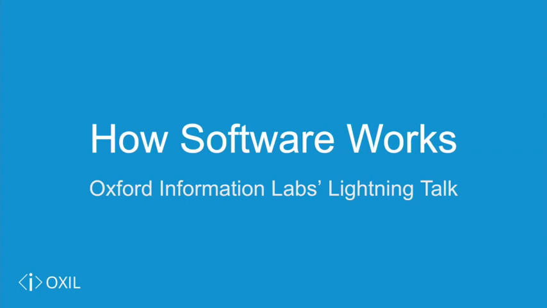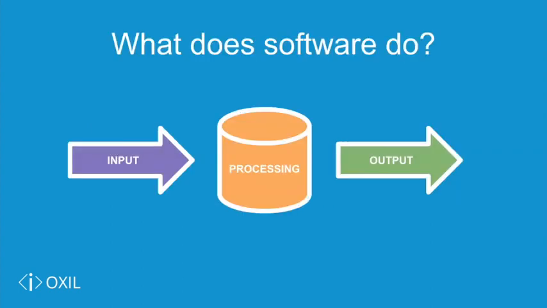So to kick us off, the main, I suppose, high level point is, what does software do? Essentially you can think of software as taking some input from various different sources, whatever that might be, doing some processing with that input and doing some sort of calculations, whatever you want to be able to do, and then producing some outputs.